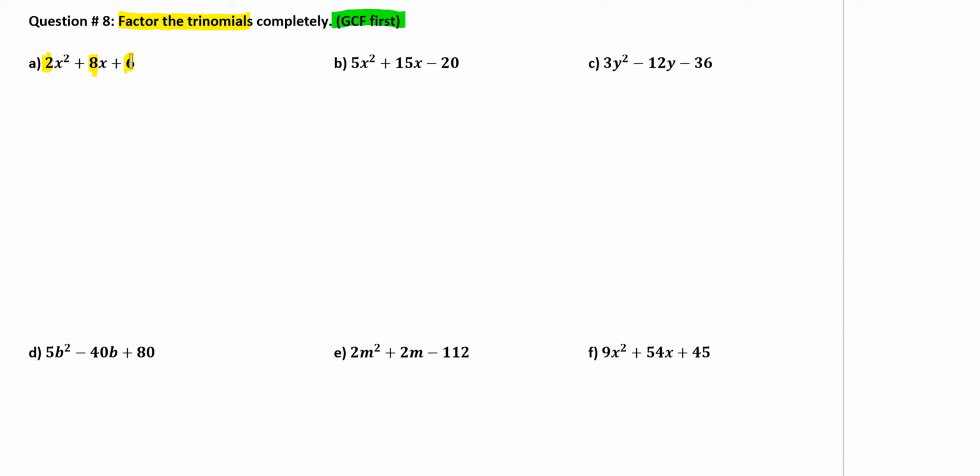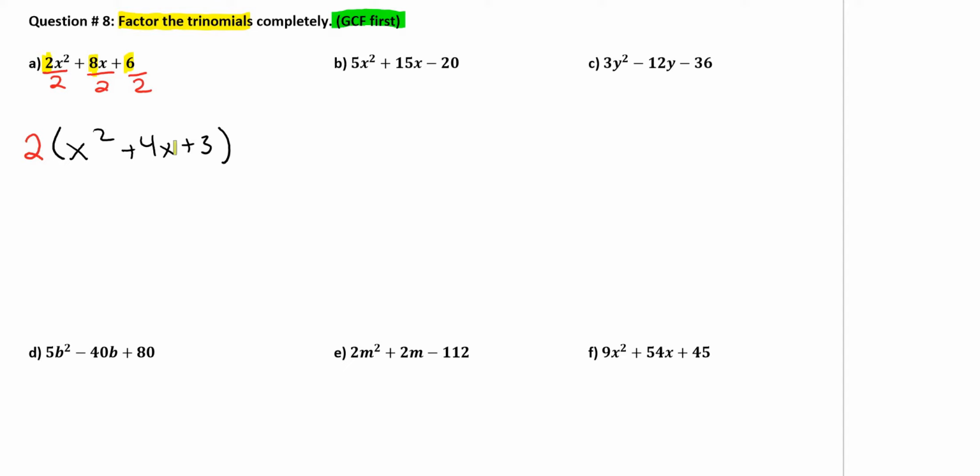And from those three numbers, I noticed that I can factor out a 2 from all three of those numbers. So 2 is my greatest common factor. And then I can remove that from the trinomial by simply dividing every single term by the greatest common factor, which is 2. And that will give me x squared plus 4x plus 3.